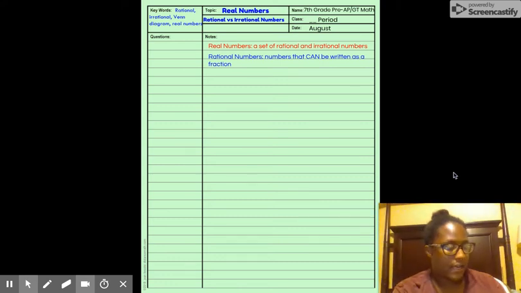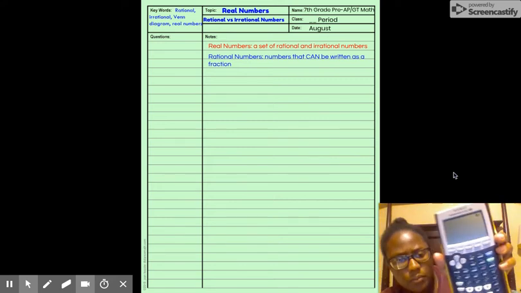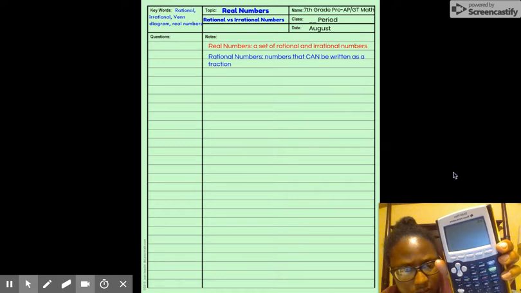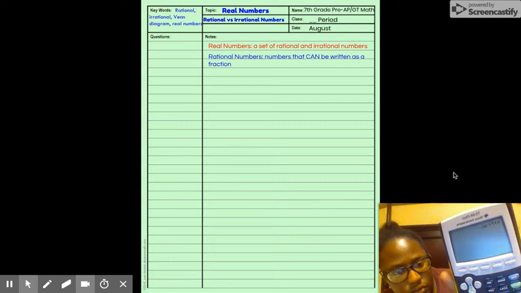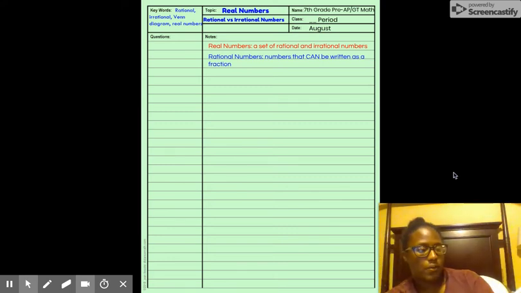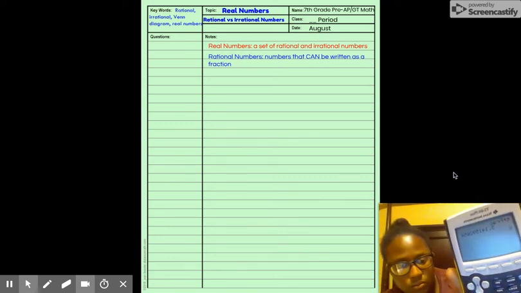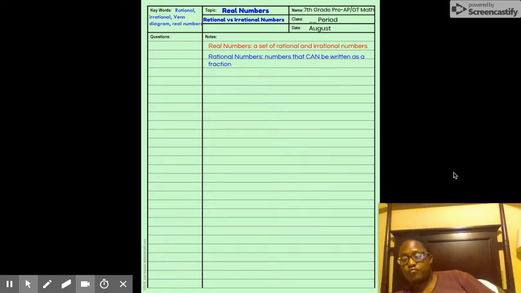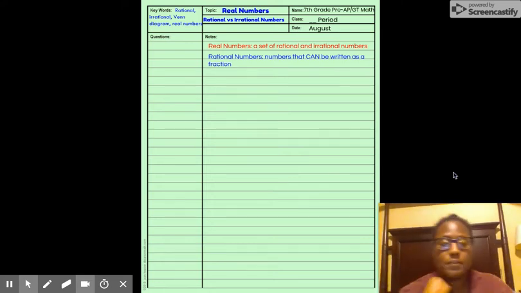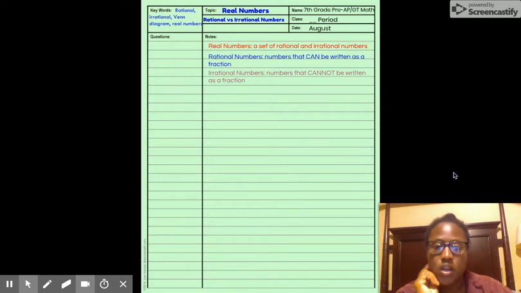But if I have the number pi, so I put the number pi in my calculator. If I try to turn that into a fraction, when I press enter, it's going to give me it as a decimal. That means it cannot be turned into a fraction, which means pi is an irrational number. So irrational numbers are numbers that cannot be written as a fraction.